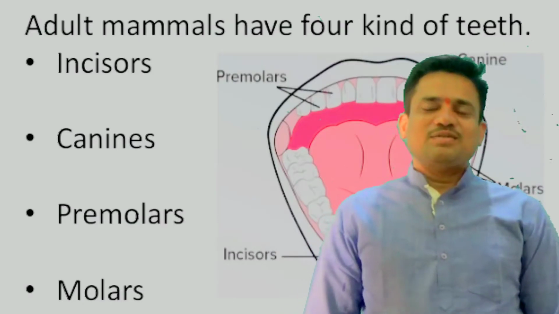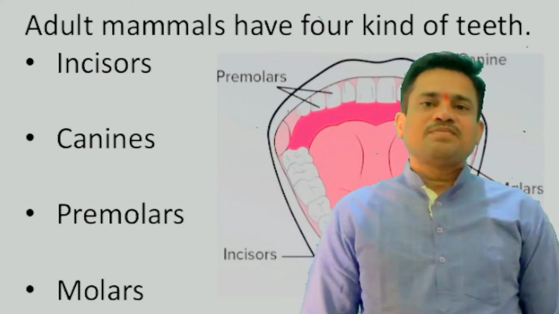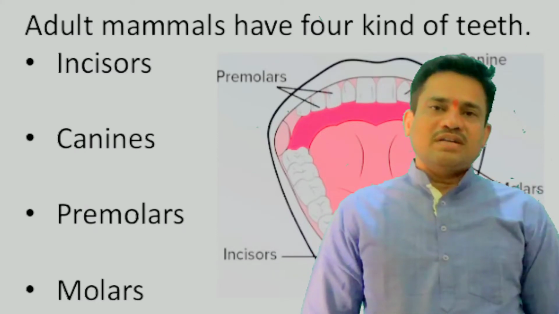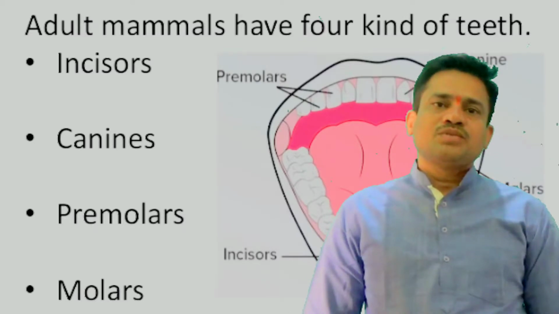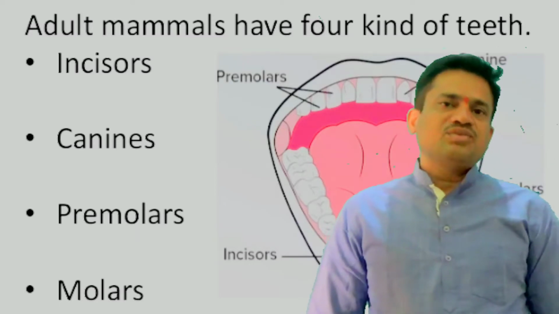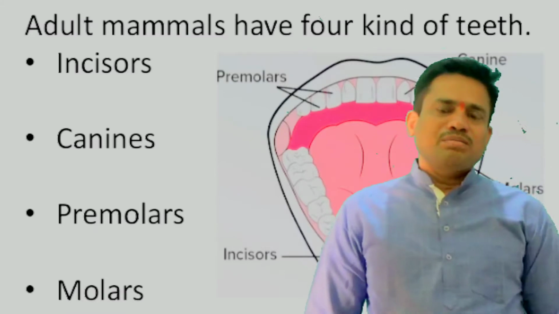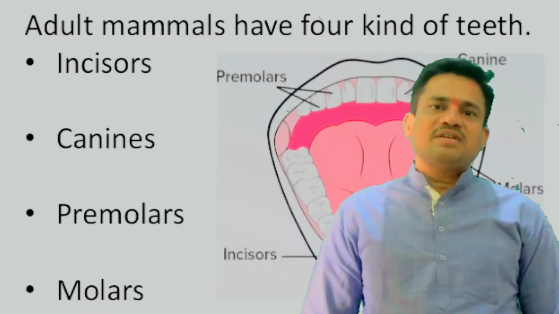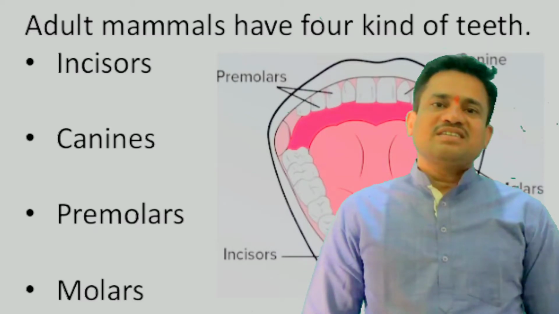Hi friends, today I will explain about the dentition in mammals, types of teeth and how it is arranged, and what are the components in teeth. So these items I will explain. So what is the meaning of dentition? The arrangement of teeth in the jaws is called dentition.